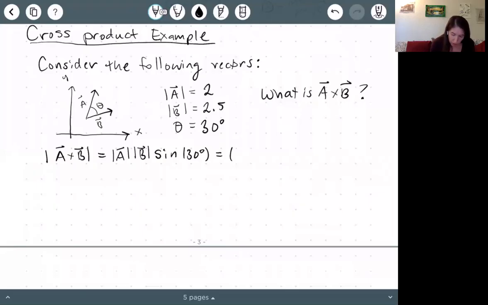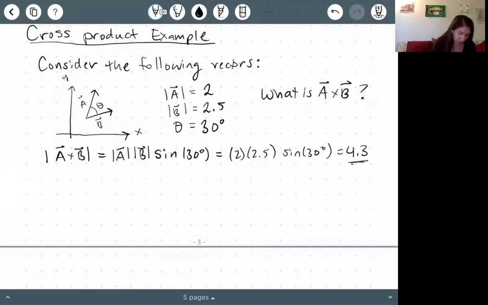So this is equal to 2 times 2.5 times sine of 30 degrees, which again is the angle between the two vectors, which we were given happily. If you plug this into your calculator, you should have gotten 4.3. If you did not get 4.3, it might be because your calculator is in radians instead of degrees, so double check that. We aren't done, because the cross product gives you a vector, and right now we've only found the magnitude of that vector.